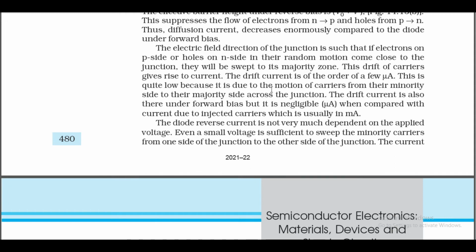This is quite low because it is due to the motion of carriers from their minority side to their majority side across the junction. The drift current is also there under forward bias, but it is negligible (μA) when compared with the current due to injected carriers, which is usually in mA.